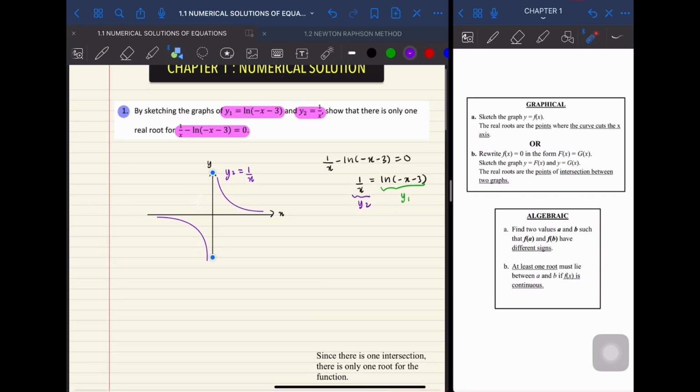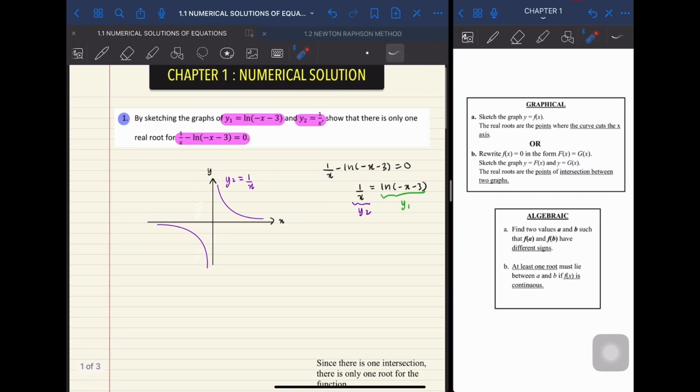Now let's draw the ln function. First we need to know the basic shape. As you can see, the function inside has negative x, so the basic shape looks something like this, and it has a vertical asymptote, VA, that you have to find. How do you find it? Just set the function inside equal to 0. So you get the VA: x equals negative 3.